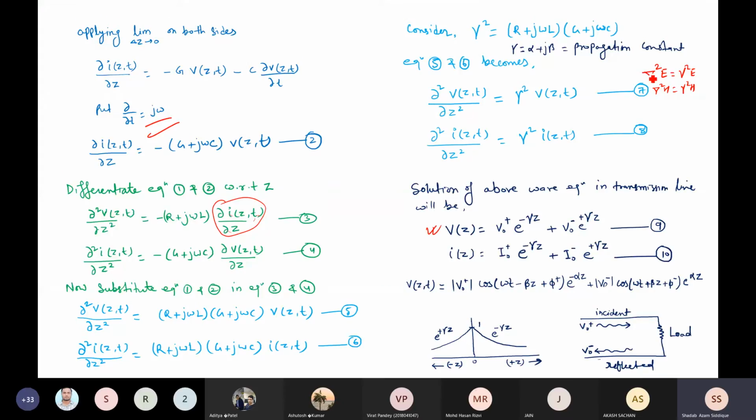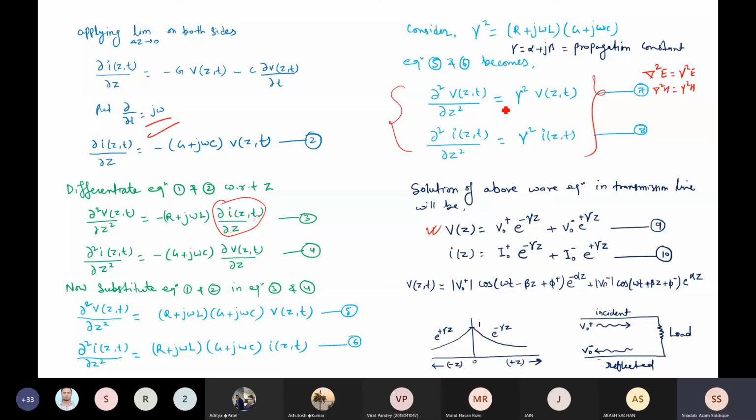Because ∇² was nothing but ∂²/∂x² plus ∂²/∂y² plus ∂²/∂z², that was in three space dimensions, and here we have one dimension. So this is the wave equation for the transmission line, or you can say the voltage and current waves traveling inside the transmission line. Now what should be the solution of this wave equation?